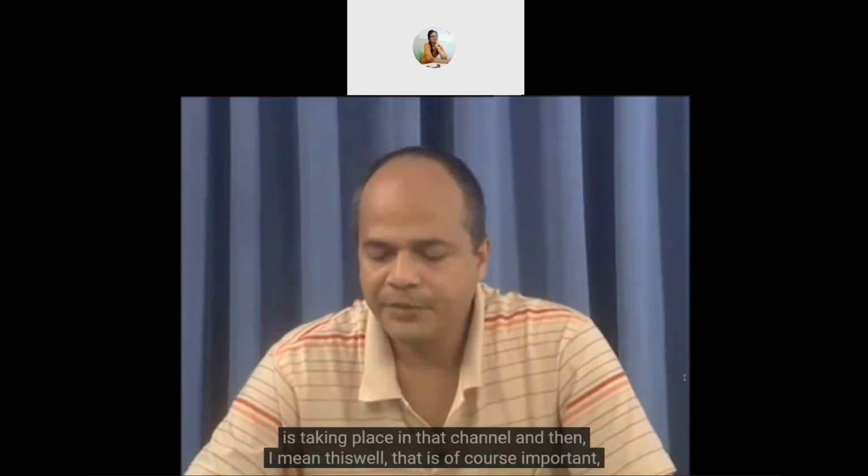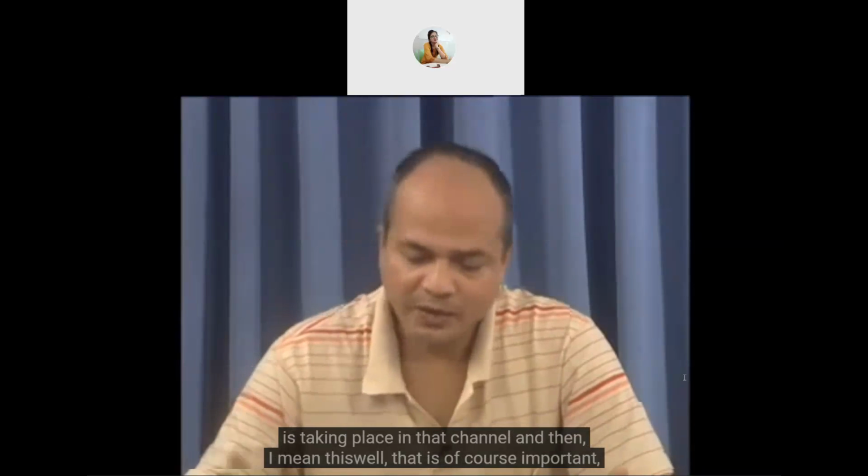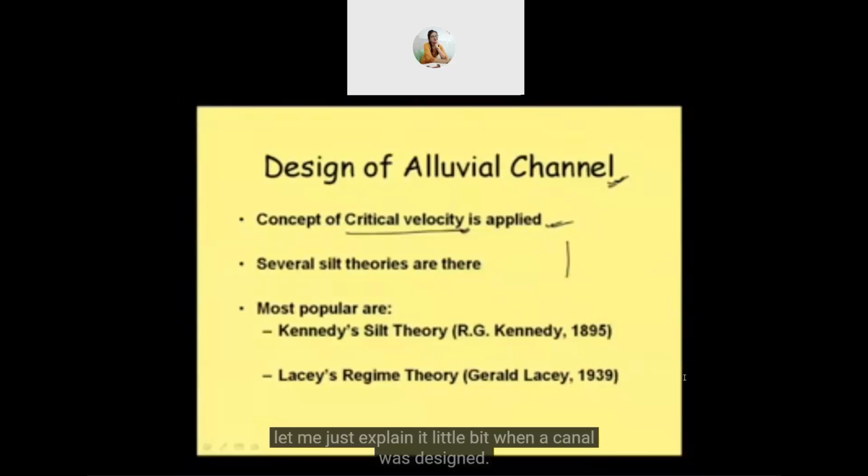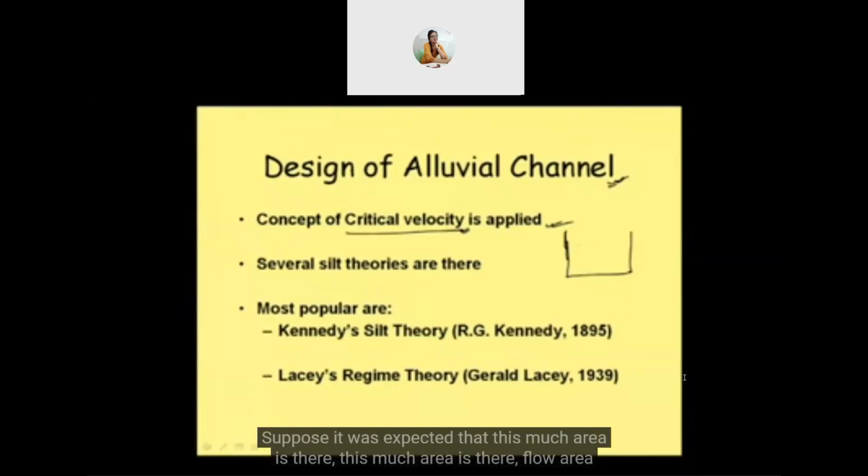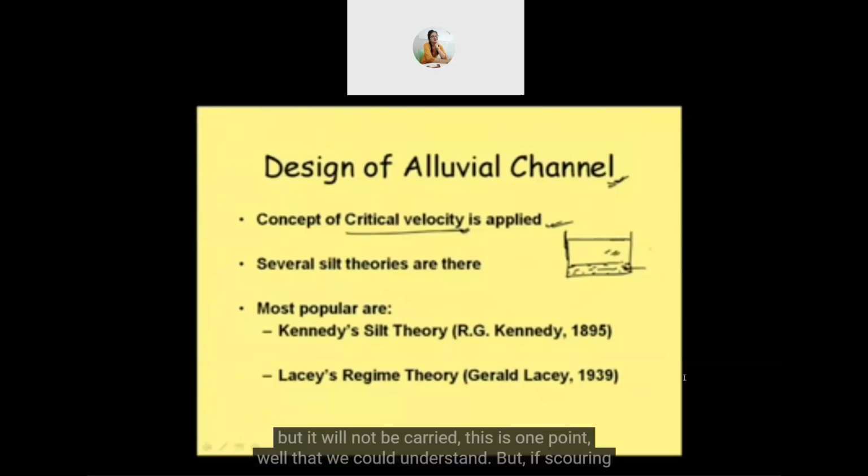That is of course important. Let me just explain it a little bit. When a canal was designed, suppose it was expected that this much flow area would be there, and sediment deposition has taken place, so its capacity has reduced. Now its remaining sectional area is only this much because of sediment deposition. So when the capacity reduces, we expected that this much water would be carried, but it will not be carried. This is one point. Well, that we could understand.